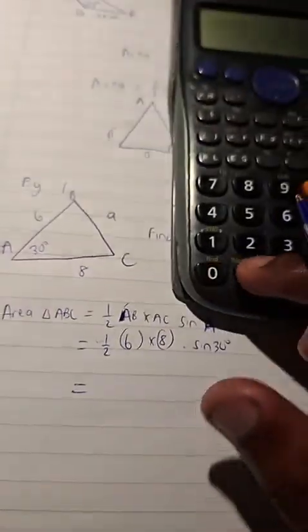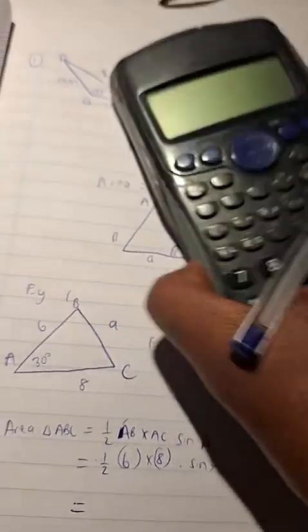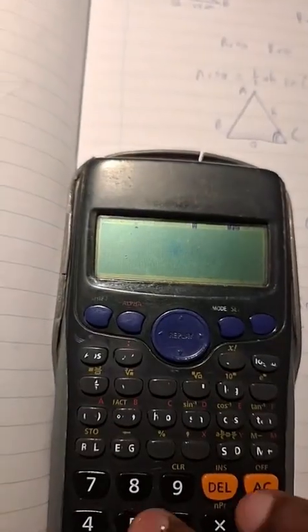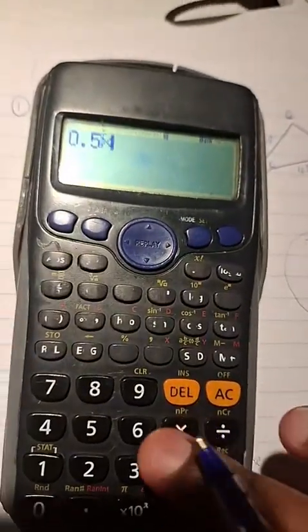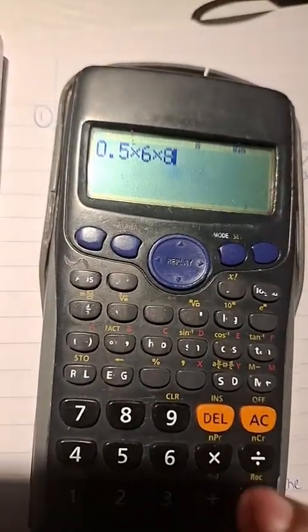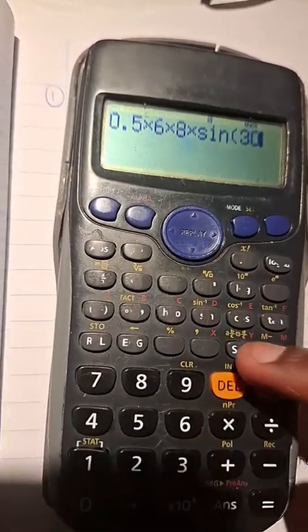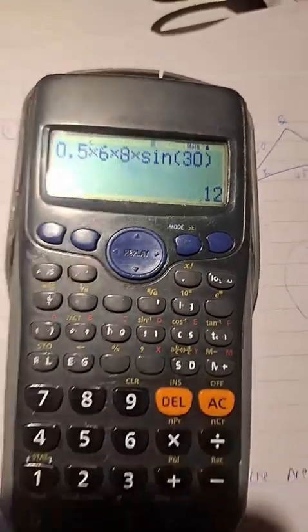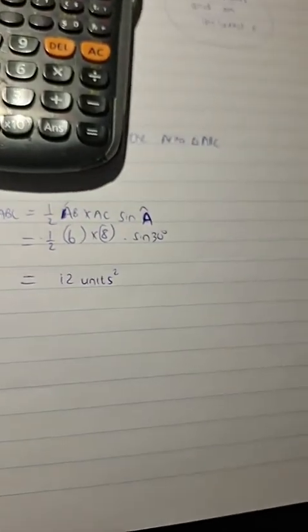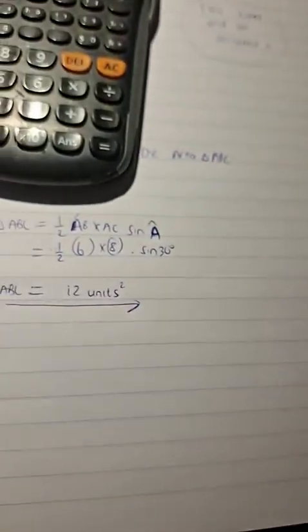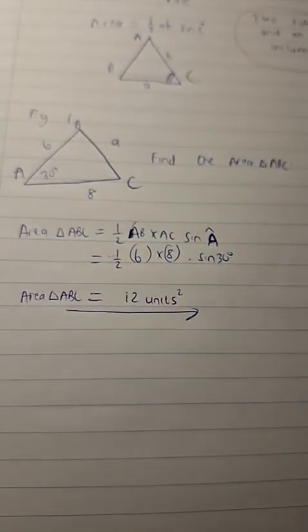And all you do is you punch all of this into a calculator. Don't waste any time. So 0.5, which is half, we times that by 6, we times that by 8, we times that by sine of 30, equals 12. So the area of the triangle is 12 units squared. Okay, 12 units squared. That's the area of triangle ABC. Don't forget the unit of measure for area.